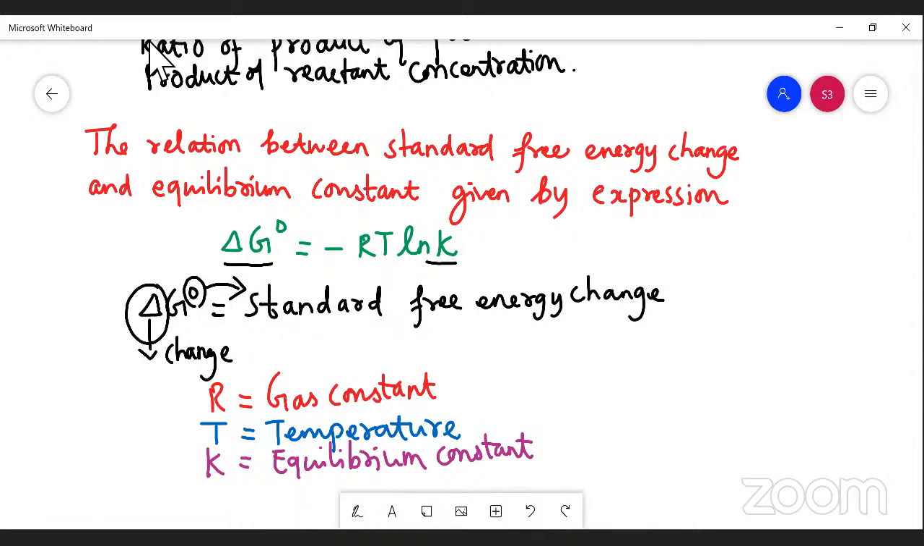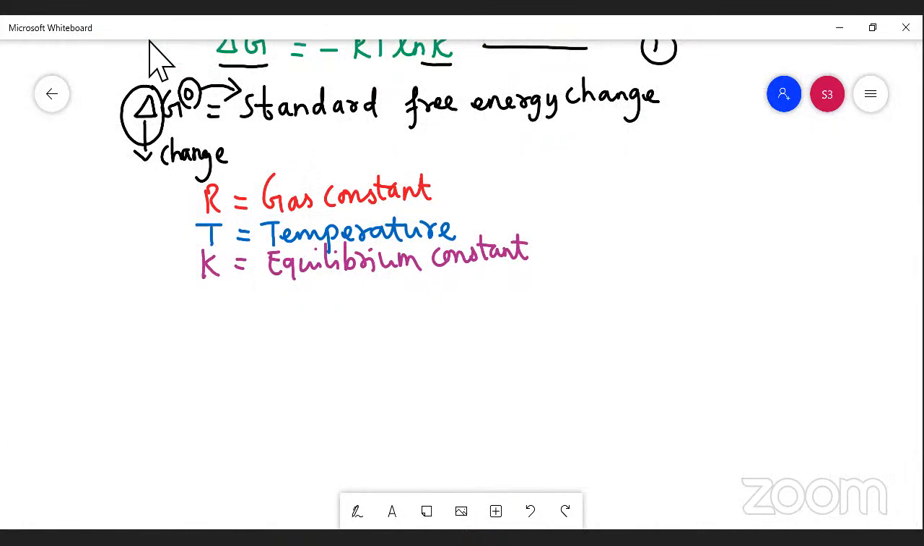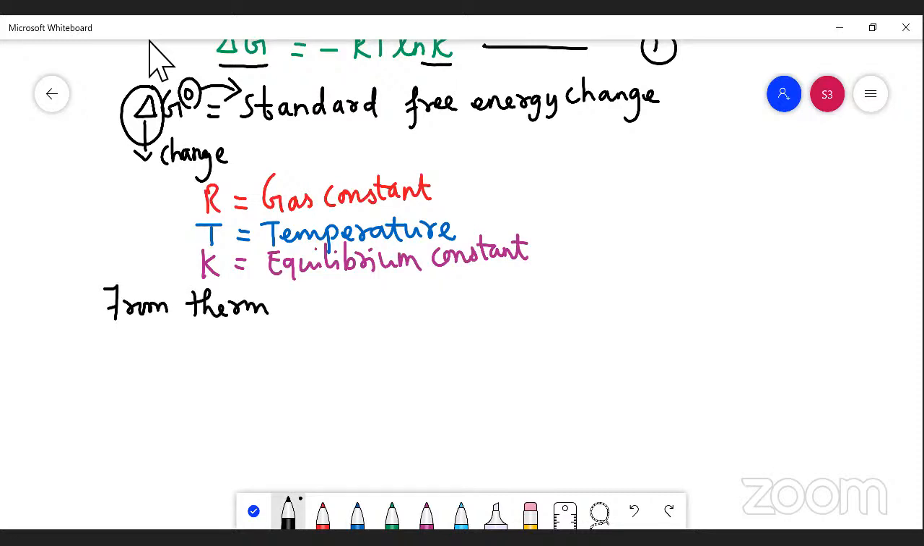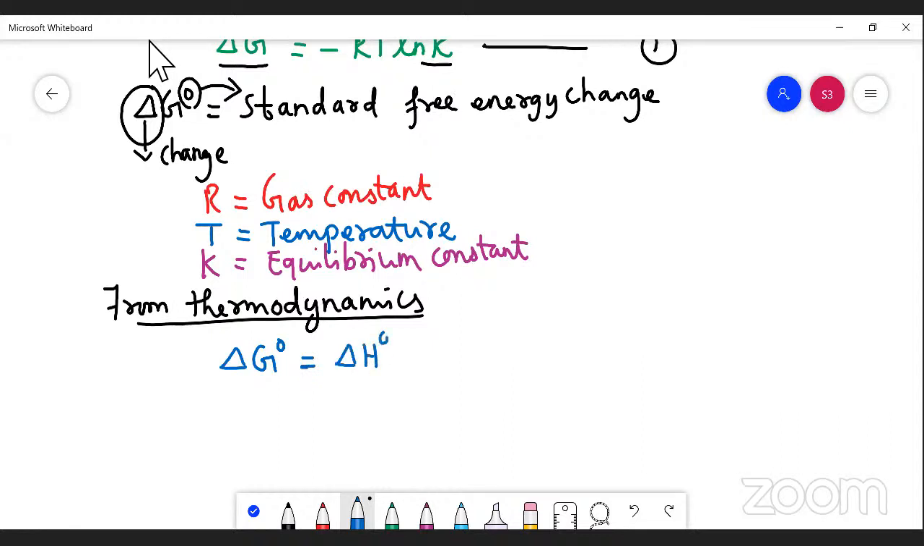Next, this equation, del G naught equals minus RT ln K, we will consider as the first equation. And next I am going to give one more equation for del G, from thermodynamics. From thermodynamics we know how free energy is related to the enthalpy and the entropy. The relationship is del G naught equals del H naught minus T del S naught. This is a mathematical expression obtained from thermodynamics.